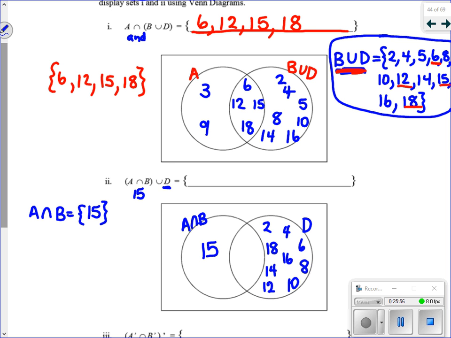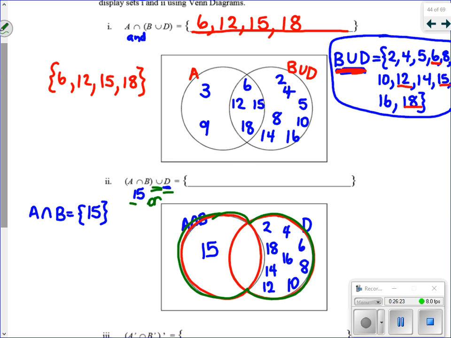Okay, now this question is asking us for A intersect B, that's this circle, or D, that's this circle, or both. That's what union means, right? That's this one, or both. So really, in essence, it's this whole thing. It's all of those elements.